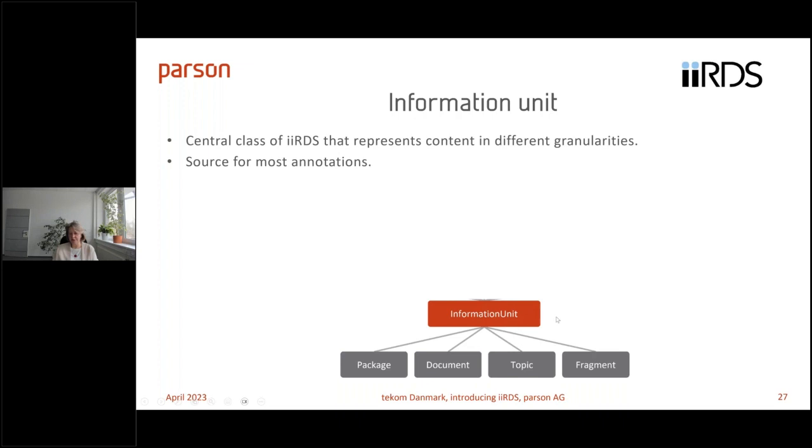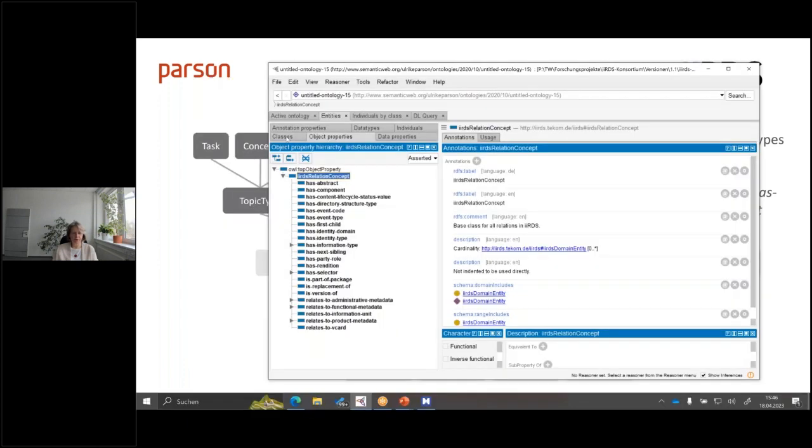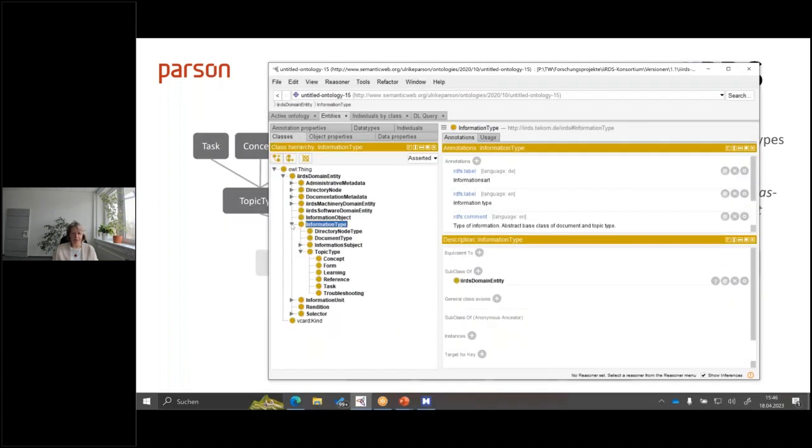So this is our central class. There are a few exceptions to this rule, but I will talk about that later. Okay, let's start with the first main class, the information type. I will switch to my ontology again. And this is the class for the information type.